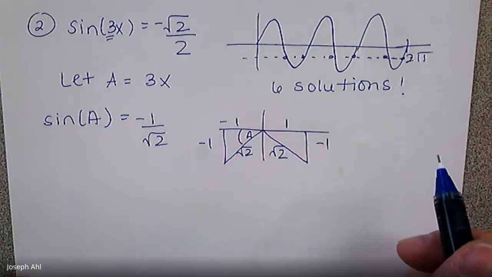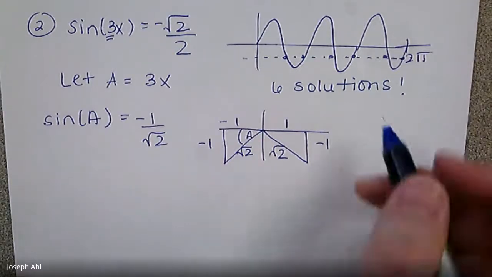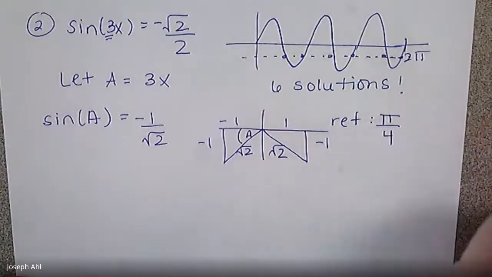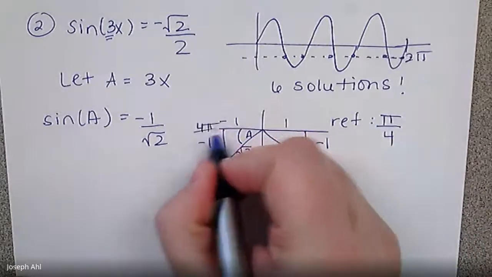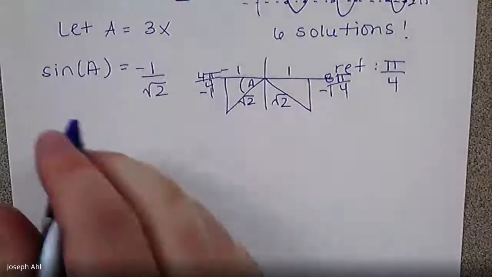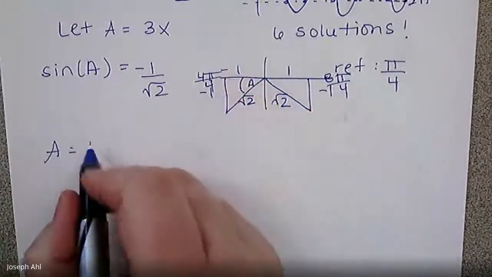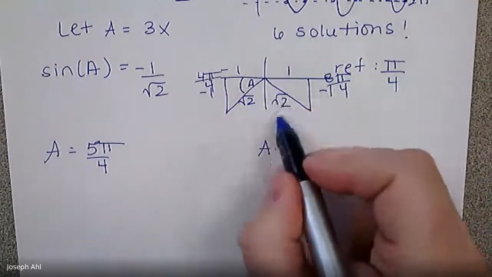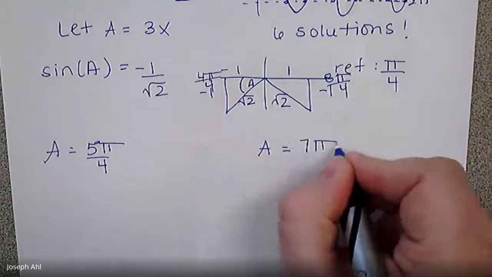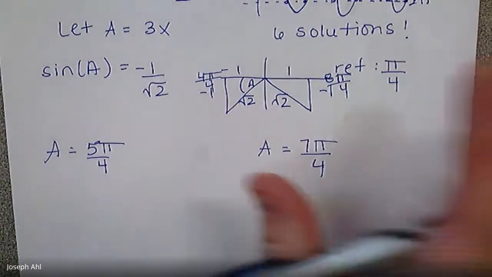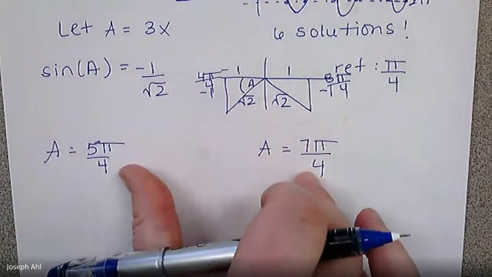Okay, so let's see what we've got for our reference angle. 1, 1, radical 2 is the pattern for a 45 triangle, so the reference is pi over 4. So halfway around is 4 pi over 4, full circle would be 8 pi over 4. All right, here are my solutions. Ready? A would equal 5 pi over 4 if I'm in quadrant 3, and angle A would equal full circle minus pi over 4, so that's 7 pi over 4 if I'm in quadrant 4. That part you should be pretty okay with. Sine A equals negative 1 over radical 2 has these two answers.